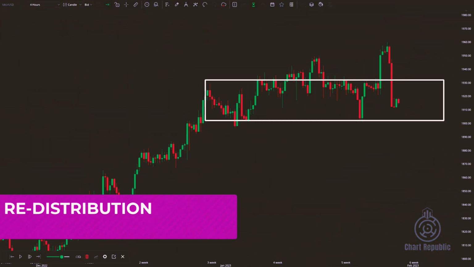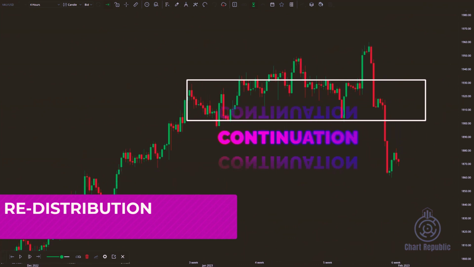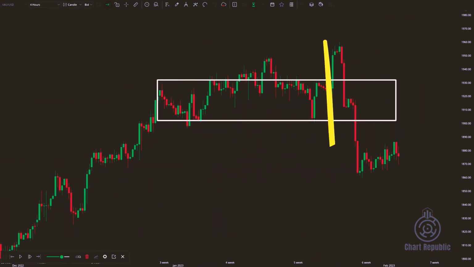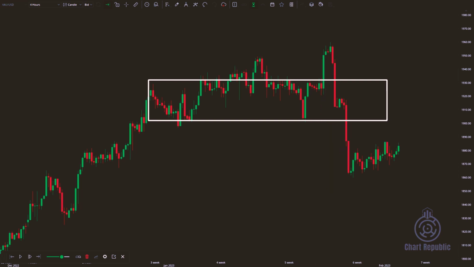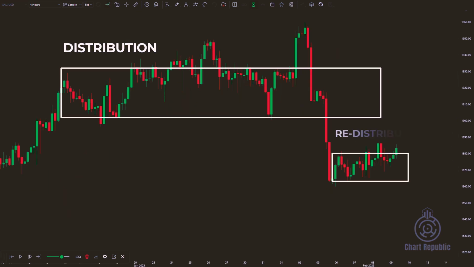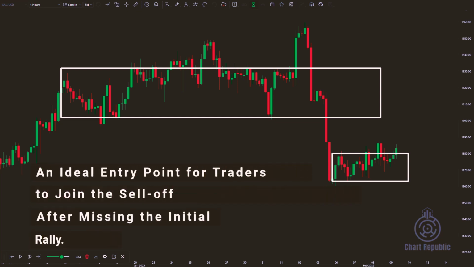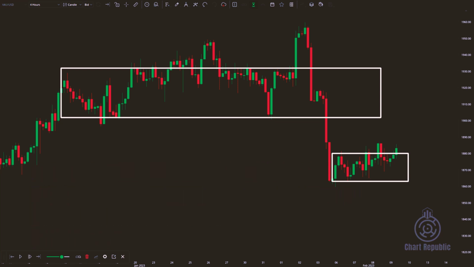These forms of manipulation might also appear as continuation patterns. For example, when the price exits a distribution pattern on a higher time frame, it often enters another consolidation phase known as redistribution. In this phase, smart money may engage in the same type of behavior but on a smaller scale. This is the perfect opportunity for traders who missed out on the first rally to join the selling campaign.